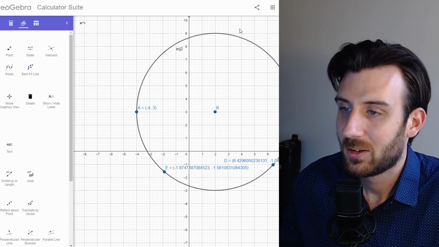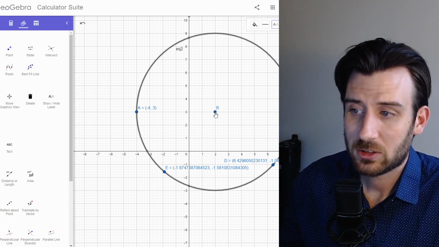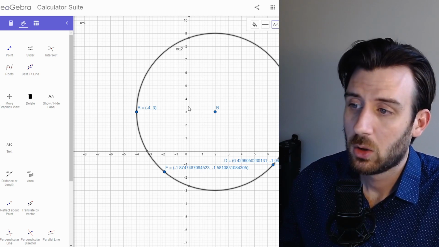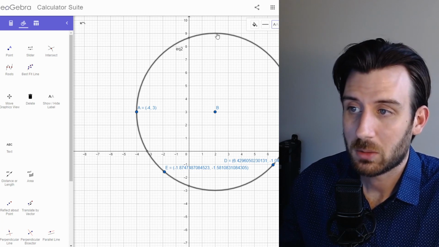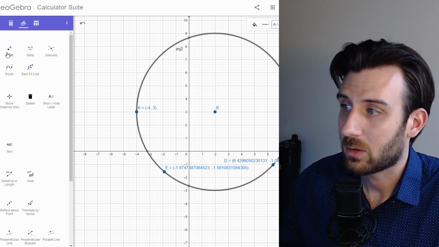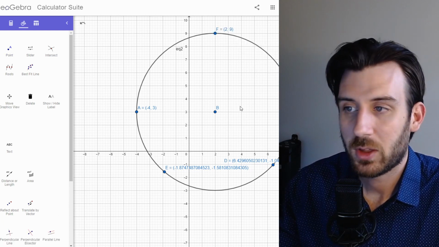There's another one. Oh, what's the one at the top? The one at the top should be pretty easy. It would be 6 away going straight up. So that would be 1, 2, 3, 4, 5, 6. Sure enough, that's going to be at (2, 9). We can find that one here. We'll put that in. (2, 9). There it is.